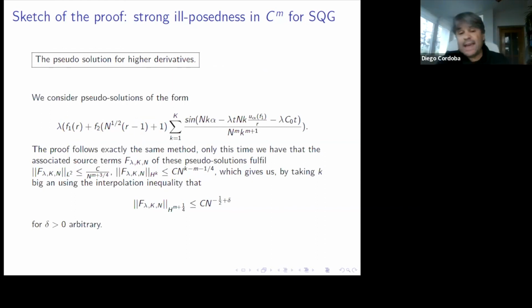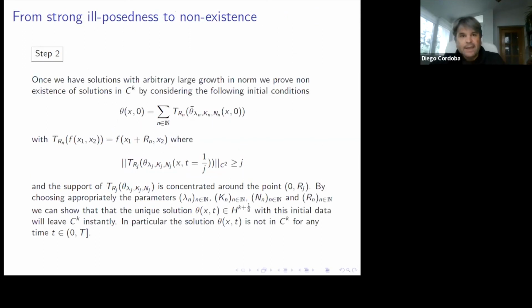I just showed you the case of the C2 norm growth, but now you can see it's obvious that if you want to study a higher derivative, C^M, then one has to adjust the pseudo solution with powers of M. So it has the correct properties, and then one has to look at the H^(M+1/4) norm, which you can make as small as you want, and the source term, and that is proof for any C^M. That's strong ill-posedness.